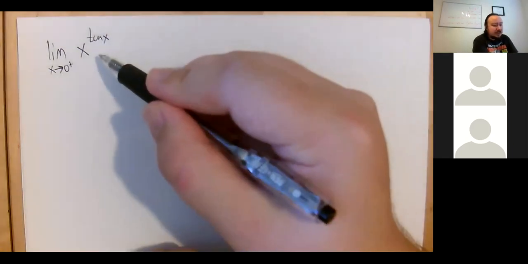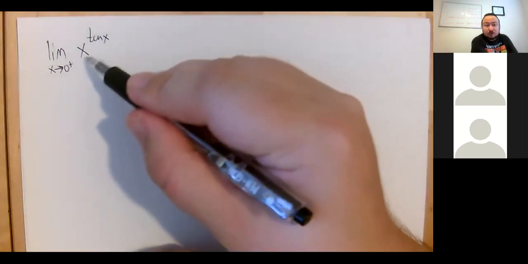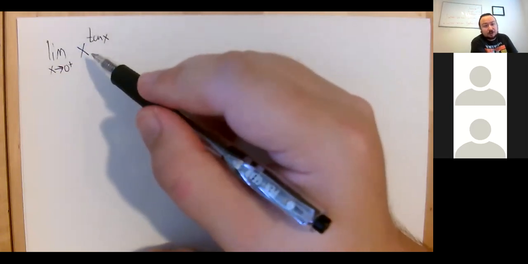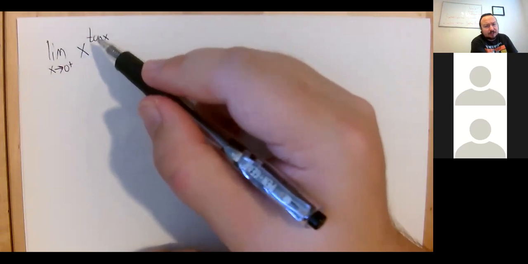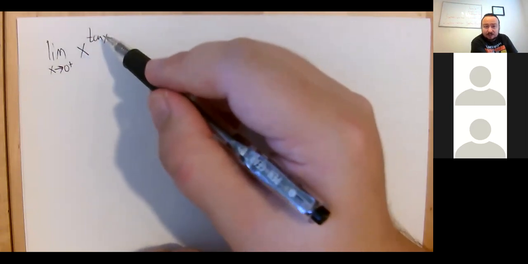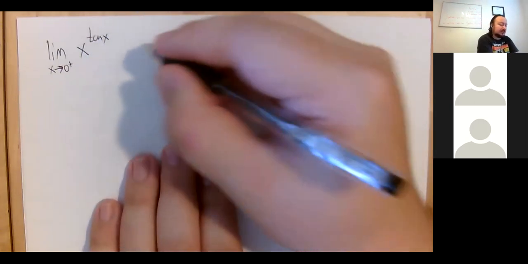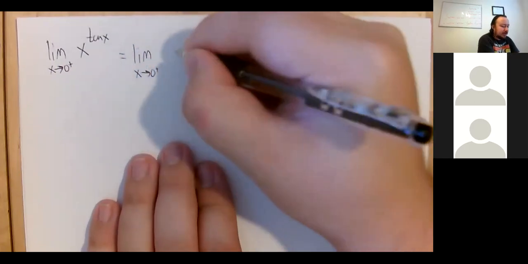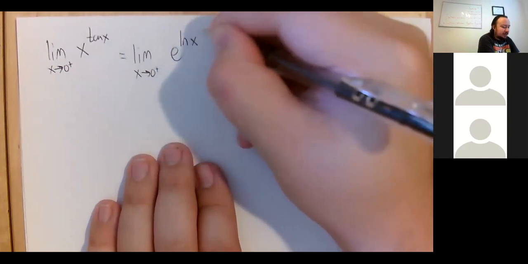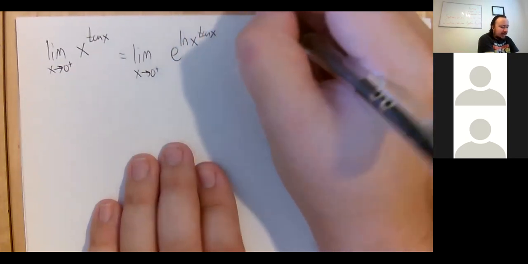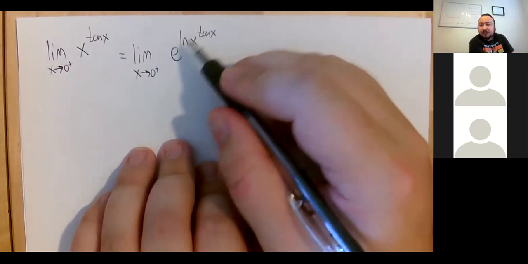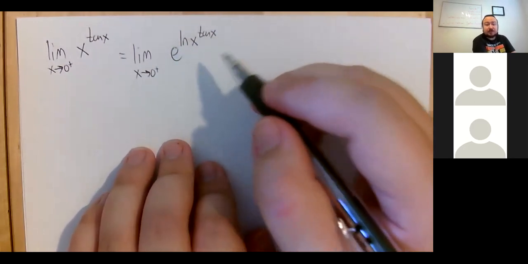Okay, now this is an indeterminate form of the form 0 to the 0, because tangent of 0 is 0. So what that means is that we need to use e to the ln to get this into a place where we can use L'Hopital's rule. So this will be the limit as x goes to 0 from the right of e to the natural log of x to the tangent of x. And we can do that because e and natural log are inverse functions.